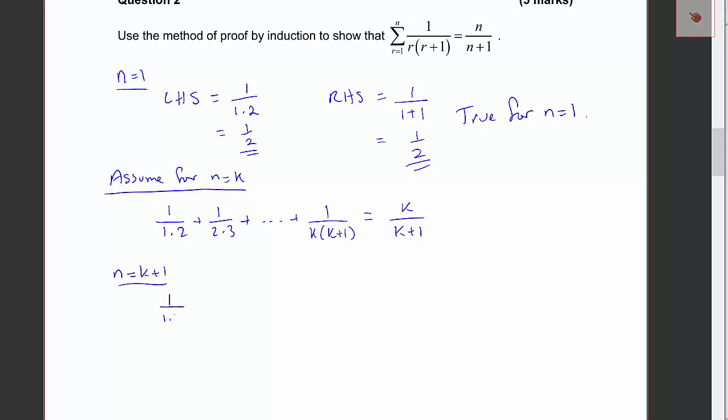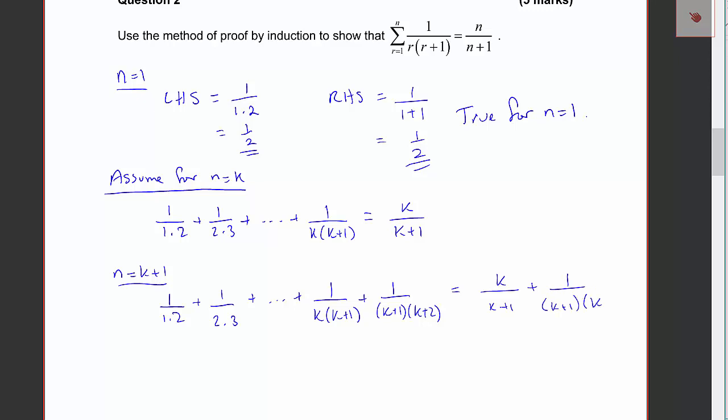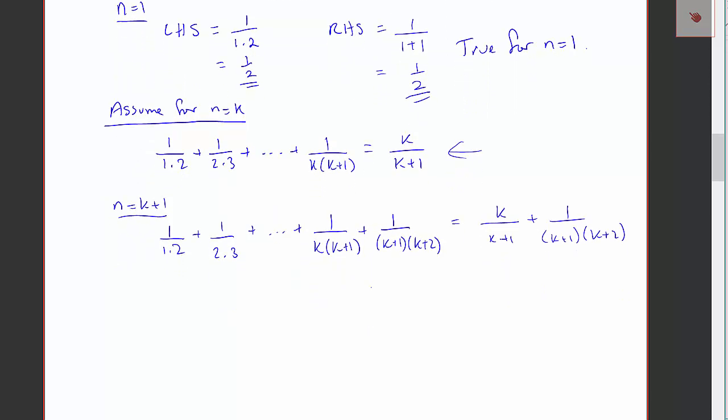And then we look at the next case. So in order to do that, what we're going to do is just add the next term to each side, and the next term after this one would be 1 over (k plus 1)(k plus 2), and so that must be equal to k over k plus 1 plus 1 over (k plus 1)(k plus 2). So if this one is true, then this one's got to be true because all we're doing is adding the same thing to both sides.